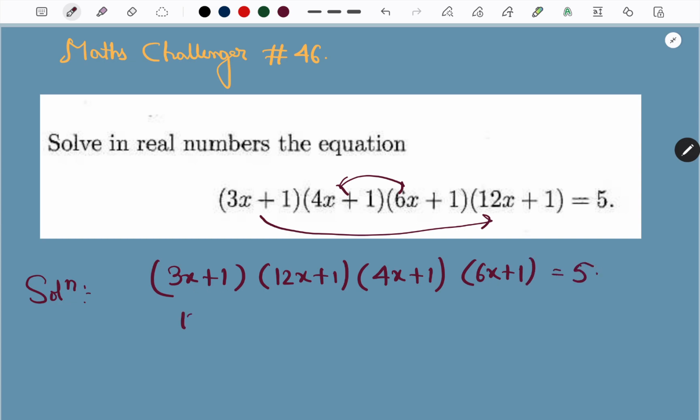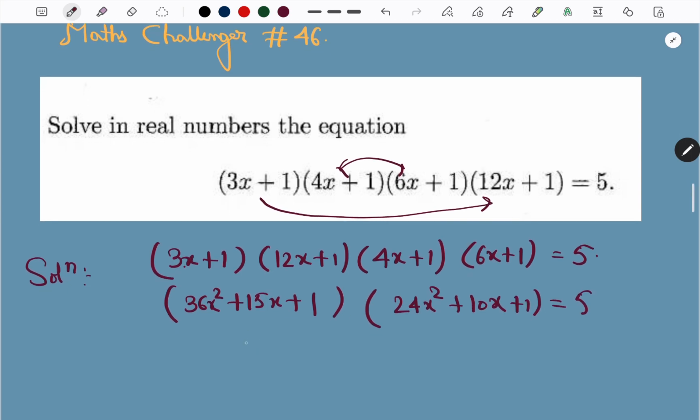So this will be 36x² + 15x + 1, and 24x² + 10x + 1. Now this will be (36x² + 15x + 1)(24x² + 10x + 1) is equal to 5.